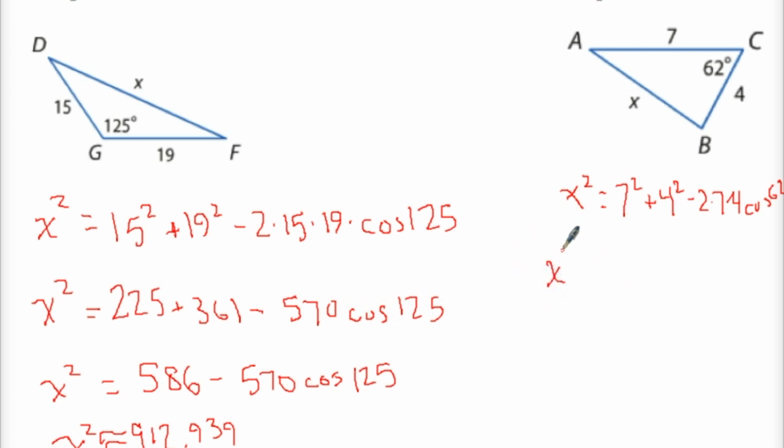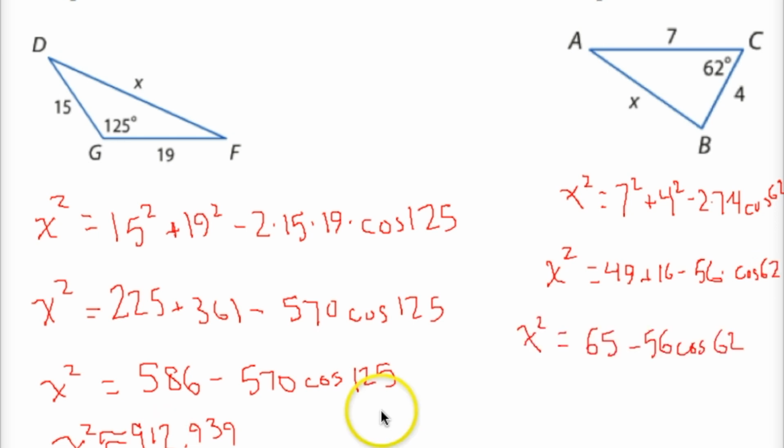Realize that 7 and 4 are the sides that frame our angle here, and the 62 and the x are the parts that are opposite each other, so those are the parts that would be the c. So c squared is 16 plus x minus 2 times 7 times 4, that's 56, cosine 62. Let me do some more. Whoops, 62.